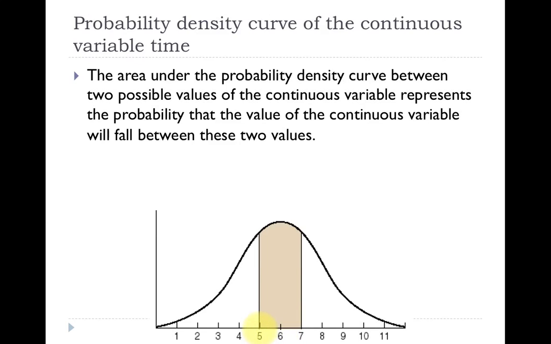So if we were asked to find the probability that it takes a student between 5 and 7 minutes to get to class, just like with rectangles, the probability of that event happening is the sum of the area underneath the probability density curve between 5 and 7. So this area underneath the curve between 5 and 7 is the probability that it takes a student between 5 and 7 minutes to get to class. We don't see rectangles anymore, so it's kind of hard to figure out what the area is.